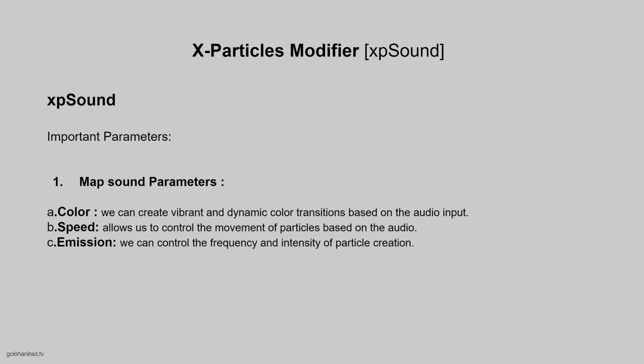In the xParticle modifier, we have xpSound, and here are important parameters that are good to know before we jump to Cinema 4D. Number one is the map sound parameters. With the map sound parameters, we can control color, speed, and emission. With the color, we can create dynamic color transitions based on the audio. Speed also controls the movement of particles based on the audio, and with emission we can control the intensity of the particles.